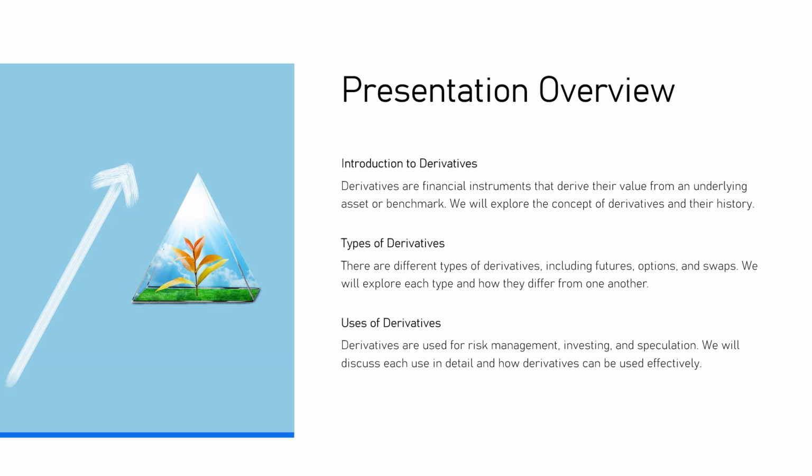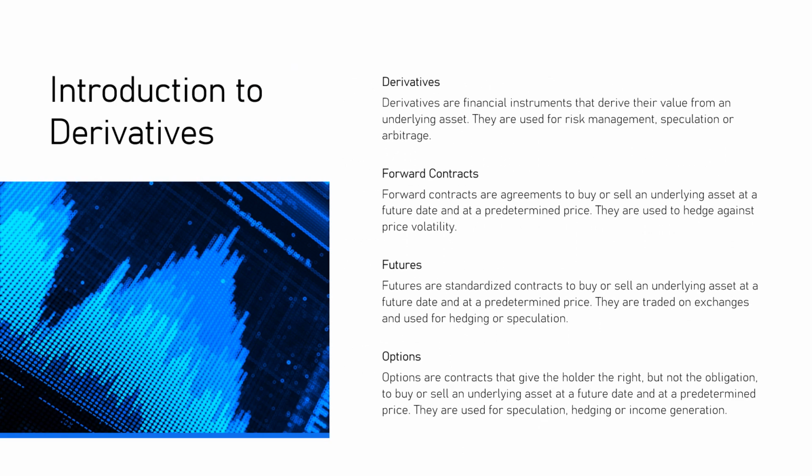Use of derivatives. Derivatives are used for risk management, investing, and speculation. We'll discuss each use in detail and how derivatives can be used effectively. Introduction to derivatives. Derivatives are financial instruments that derive their value from an underlying asset. They are used for risk management, speculation, or arbitrage.